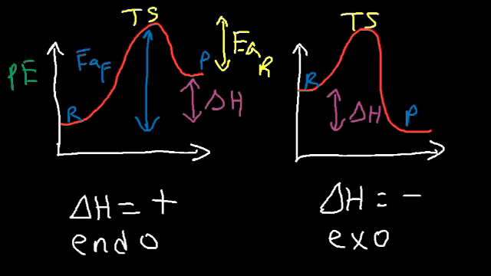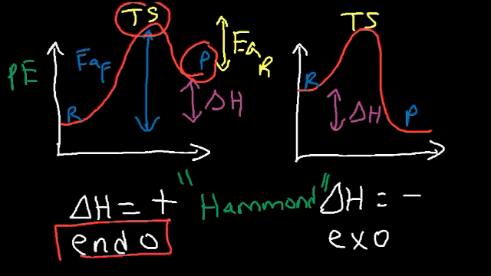While we're on the subject, the next thing we need to talk about is the Hammond postulate. So basically, the Hammond postulate carries the idea that the transition state resembles more like the species that is closer in energy to it. So for an endothermic reaction, does the transition state resemble more like the reactants or the products? Because the transition state is closer to the products than the reactants for an endothermic reaction, the transition state is going to resemble more like the products than the reactants, based on the Hammond postulate.